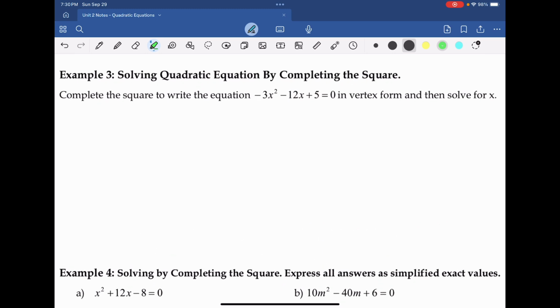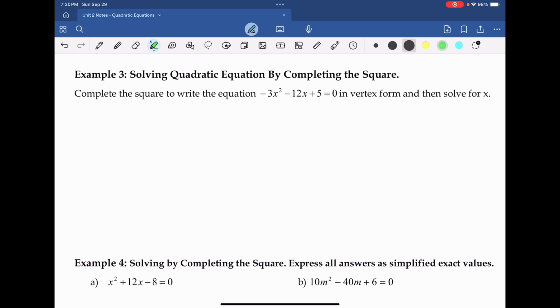Okay, now let's flip forward here. Example 3, solving quadratic equations by completing the square. So in this example, what we're going to need to do is take this trinomial, write it in vertex form by using the algebraic method of completing the square, and solve for x.